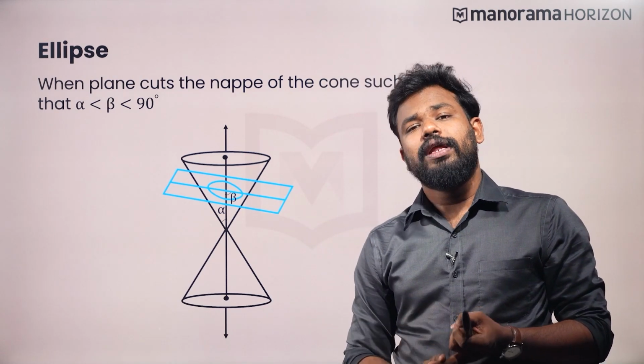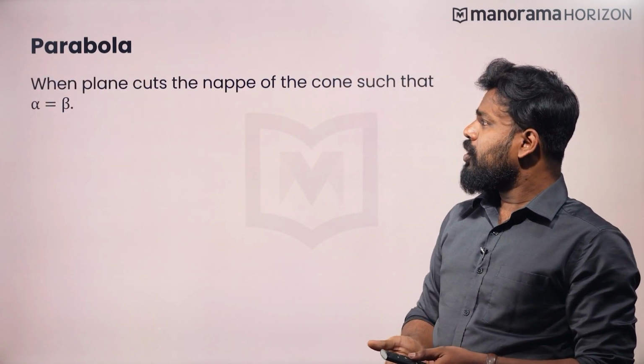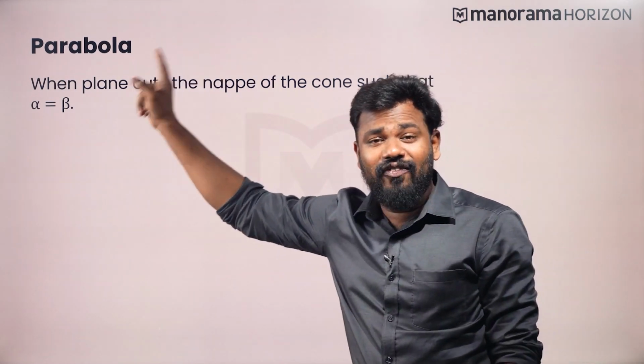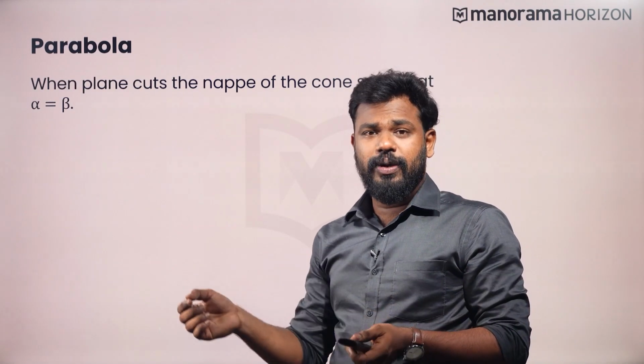So now we have discussed how to get a circle and how to get an ellipse. Now what are the other two? The next one is the parabola. How to get a parabola from a cone? To get a parabola, make sure that the plane cuts the nappe of the cone such that alpha is equal to beta, that is, the angle between the axis and the generator, alpha, and the angle made by the plane with the axis, beta. If these two angles are equal, you get a parabola.